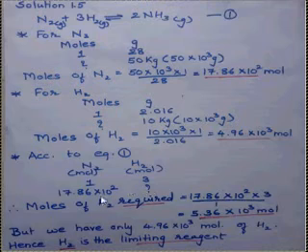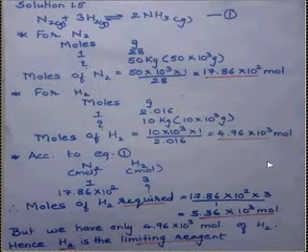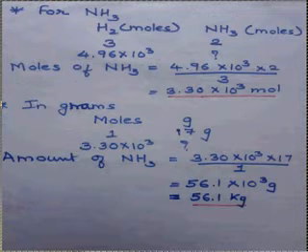So this is the amount of H2 required over here according to the equation. But we have only 4.96 into 10 raised to 3 mole of H2, which we calculated over here. So here H2 is the limiting reagent. We got the first part answer of our question. Now let us move on to the second part.